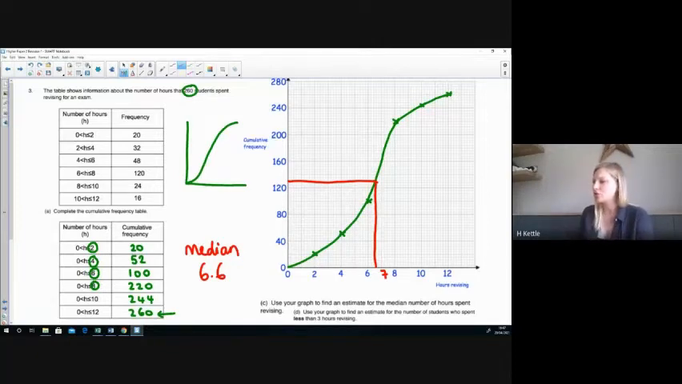And then it says, use your graph to find an estimate for the number of students who spent less than 3 hours revising. So for this, we would go to 3. Stop letting me draw on the thing.